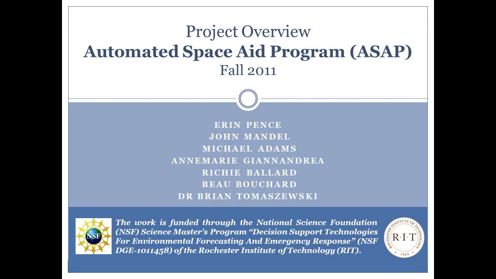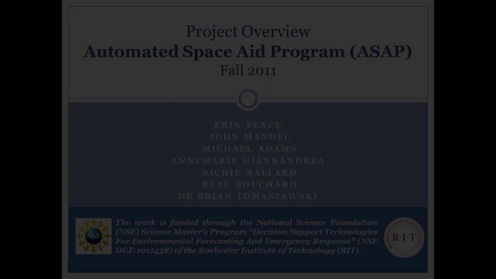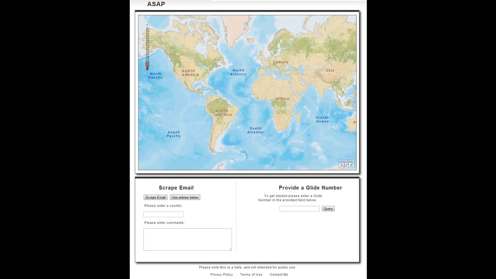A short technical demonstration of our work-in-progress application called ASAP. Our project ASAP, Automated Space Aid Program, is designed to digest existing data from the glidenumber.net website and extrapolate real geolocation information from it, generating an area of interest polygon around the affected area.